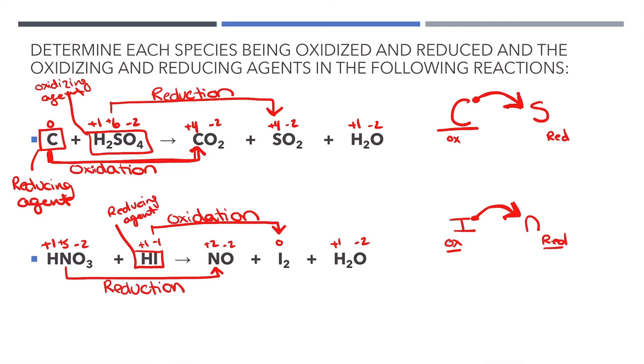And then when nitrogen accepts that electron from iodine, it causes, in turn, the oxidation of iodine. So this nitrogen-containing compound right here, that nitrogen is in the compound that causes the oxidation. So this is the oxidizing agent.